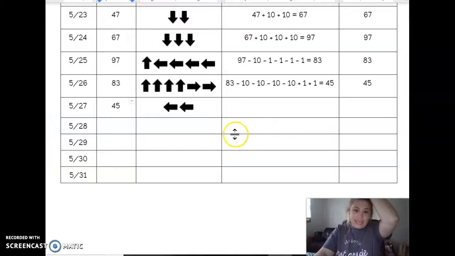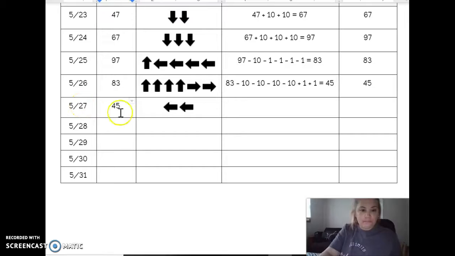Here we are on today, May 27th, 2020. We started on 45. We went left, left. Like we said, that means that we subtract 1. But we went twice, so that means we subtract 2, and that brought us to 43. And that is where we ended.